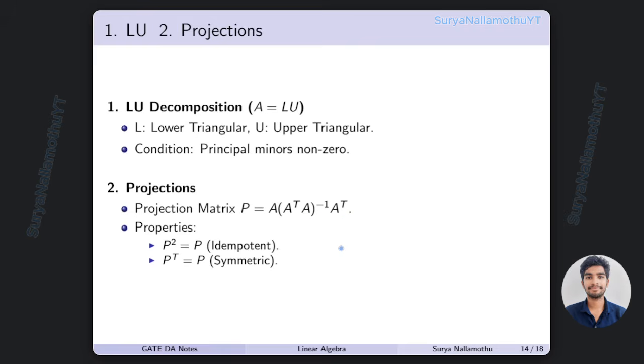And next, P square is equal to P. So it means the projection matrix must be an idempotent matrix and must be a symmetric matrix. Then you need to remember that point. Then you can tell whether it is a projection matrix or not. The projection matrix must follow these two conditions: it must be idempotent and it must be symmetric.